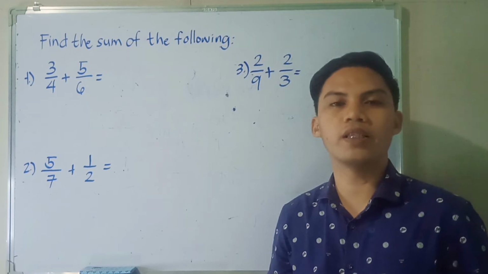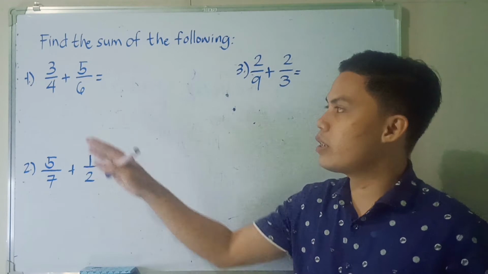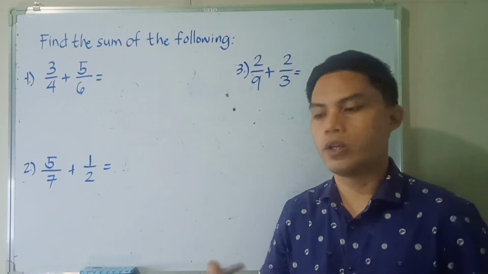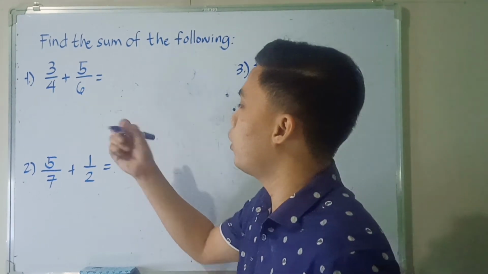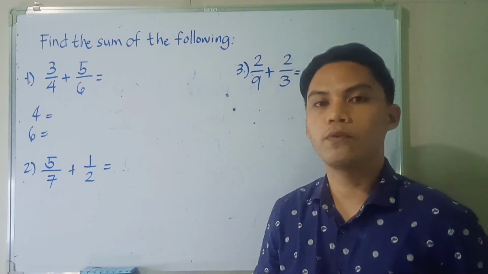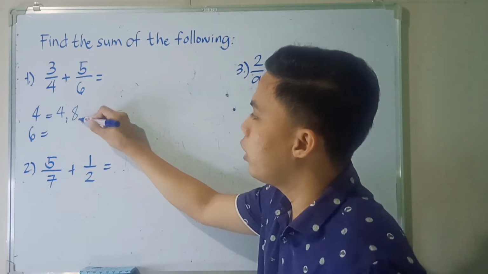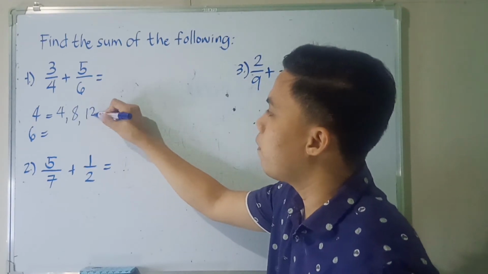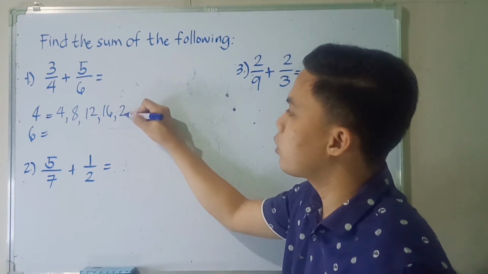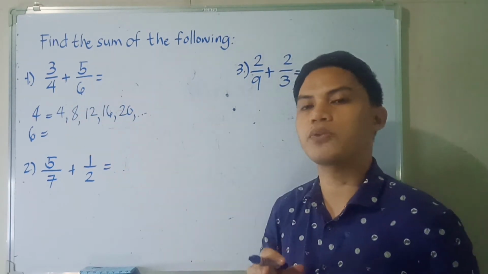So, paano ba kukunin yung LCD? So, para makuha yung LCD, we can list down the multiples of our denominators. So, we have 4 and 6. Ito na yung mga multiples ni 4. We have 4 times 1 is 4, 4 times 2 is 8, 4 times 3 is 12, 4 times 4 is 16, 4 times 5 is 20, and so on. Okay. Not necessarily tatapusin natin lahat na pagsulat.